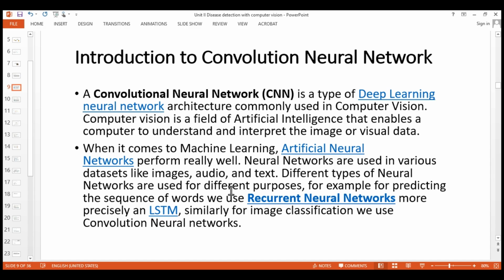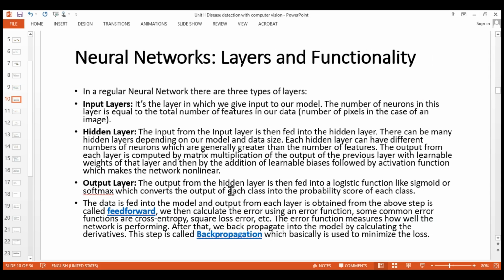Why this network? It is the most prominent network which performs really well on medical diagnosis. Apart from this, we also have other networks, like the recurrent neural network and the LSTM, for image classification. Mostly CNN helps for image processing, and we use RNN and LSTM for sequence projections.